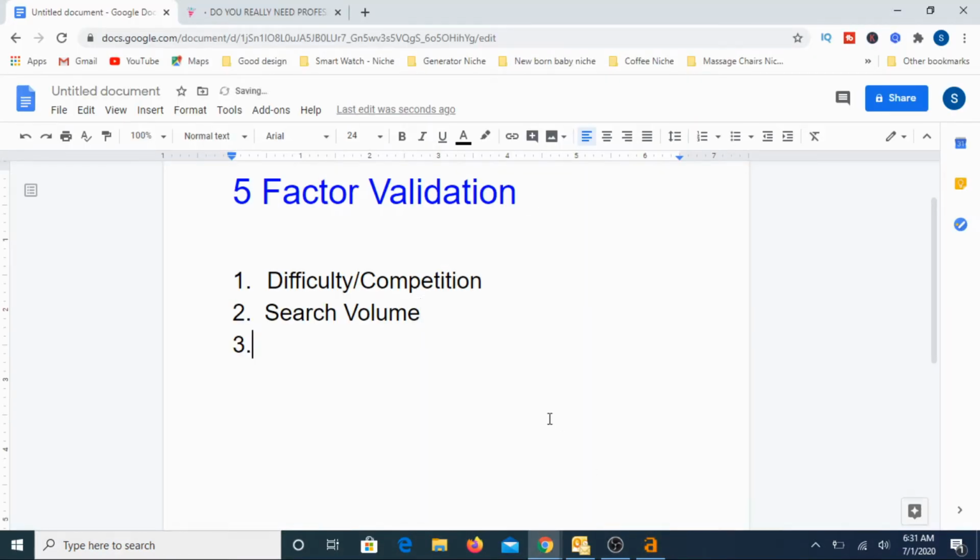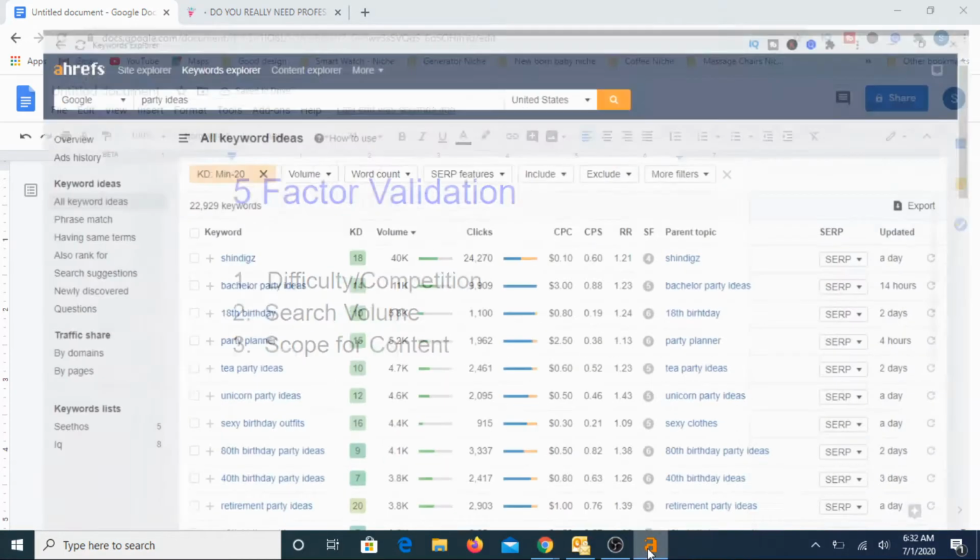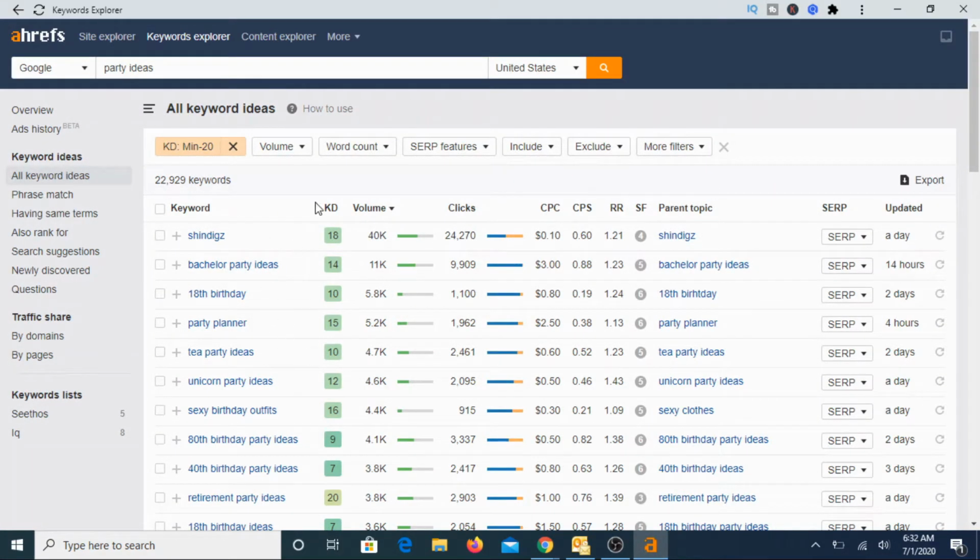The third one we look for is the scope for content. What we want to check is whether we have enough topics to write content associated with this particular micro niche. We apply another filter here, called volume. Volume is nothing but the number of times a particular keyword has been searched online by anybody. This is exclusively for the United States.